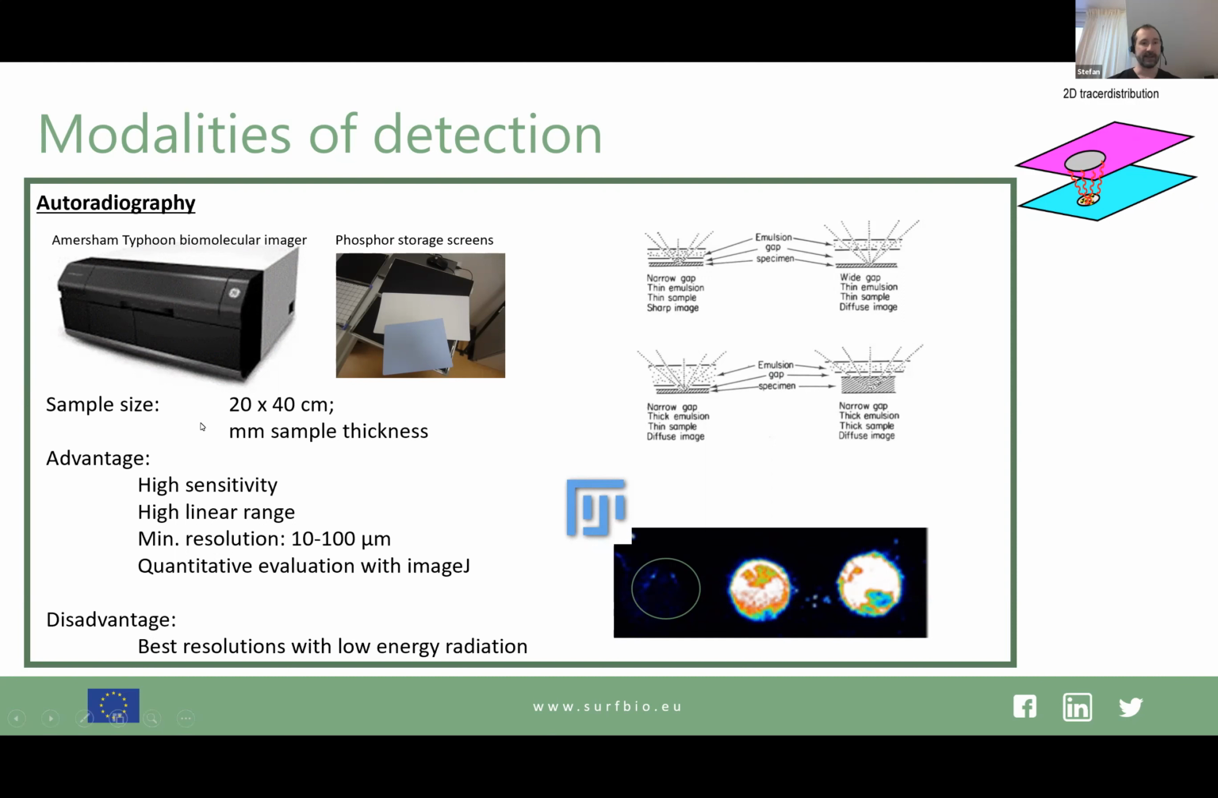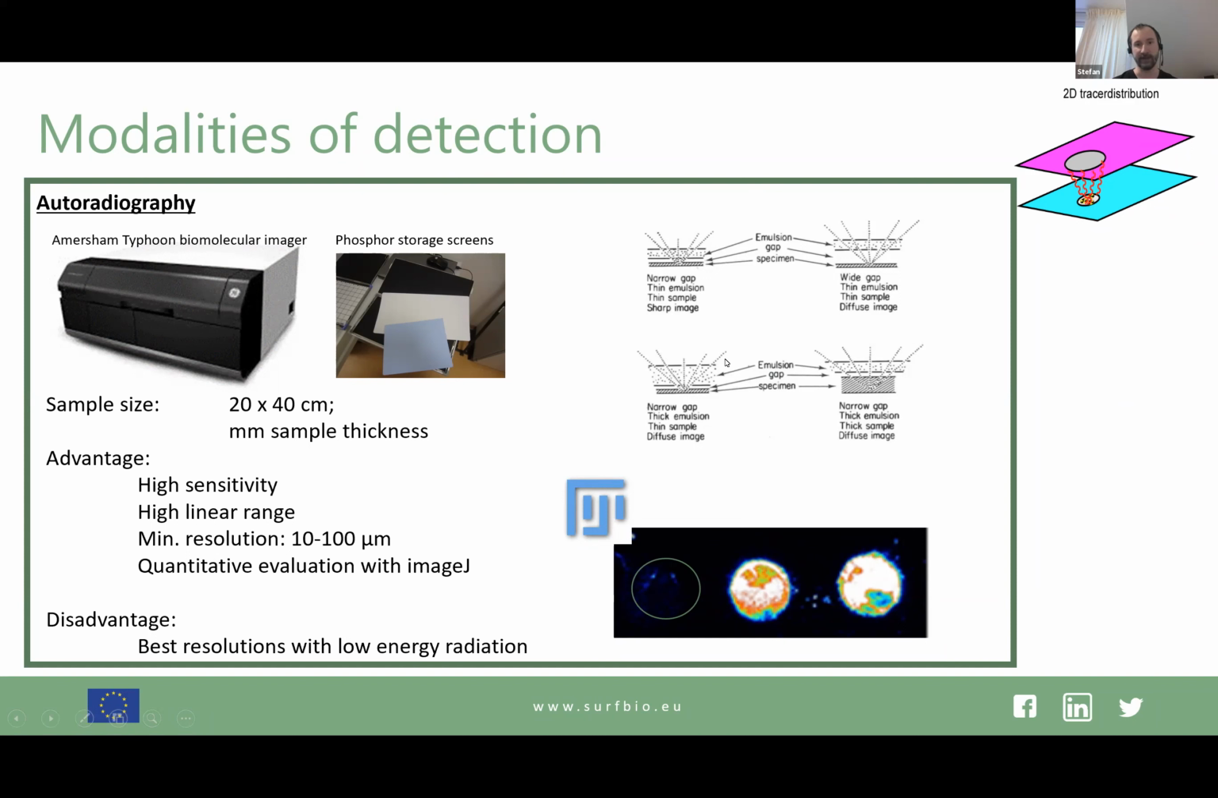The sample size can be as large as your available phosphor screen. At maximum, we have 20 by 40 centimeters. However, the sample should be very thin and flat, of course. You can see this indicated here. This has an impact on the available resolution.